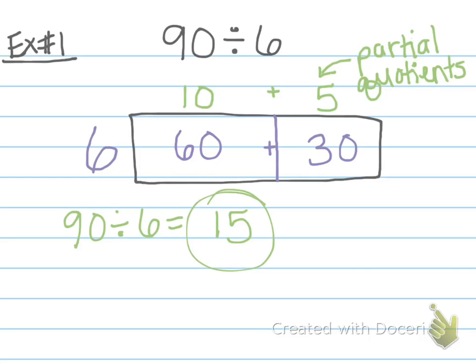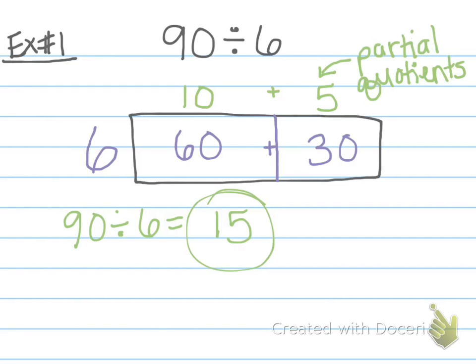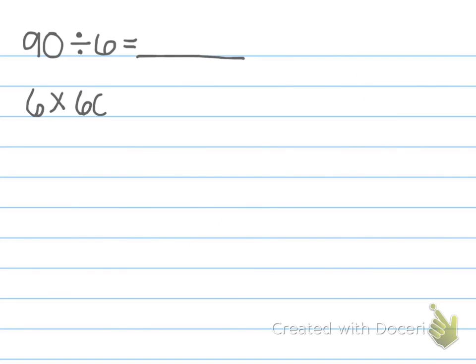This is how you can model breaking apart the dividend. I'm going to actually show you how you would write it as an equation. So again, working with the same division problem, 90 divided by 6. From the previous problem, I know that I can break apart 90 into 60 and 30. So I'm going to write 6 times 60. I'm sorry, hold on. Oops, my mistake.